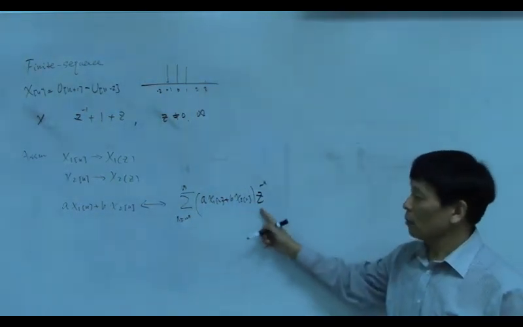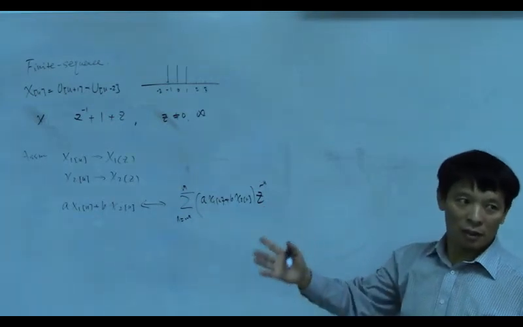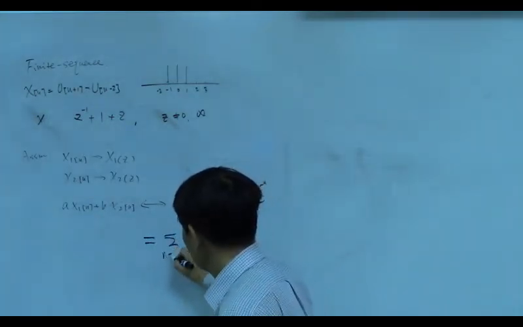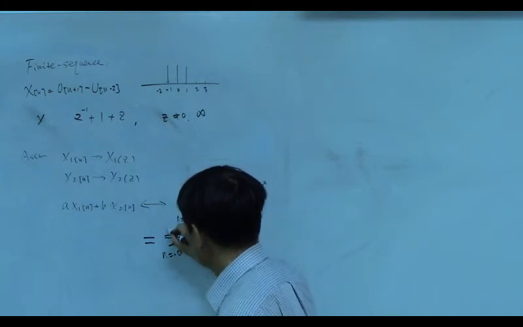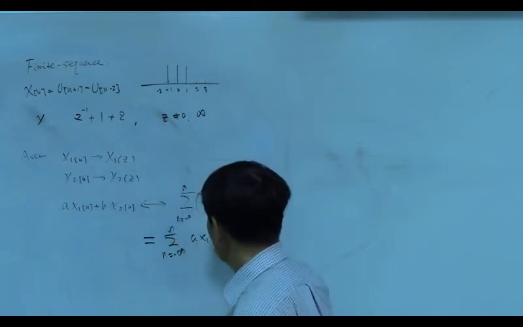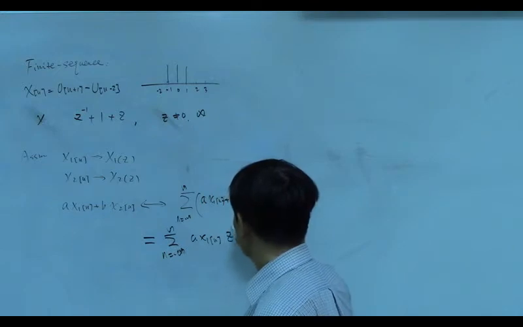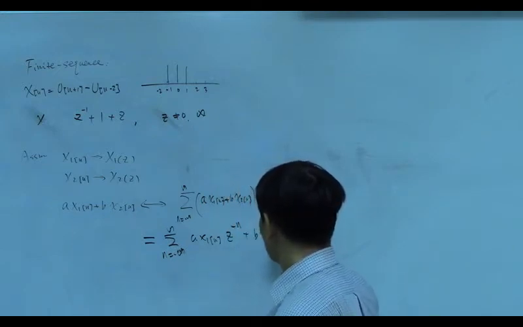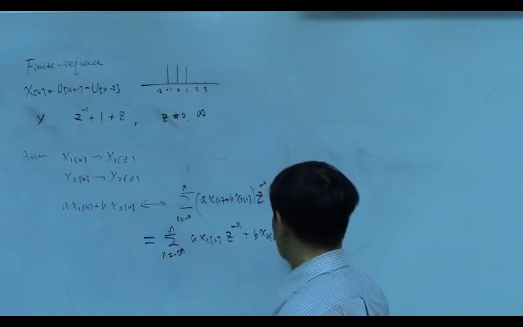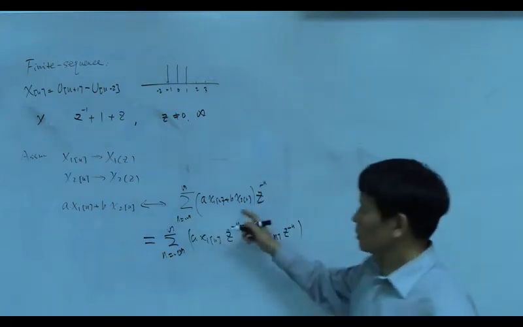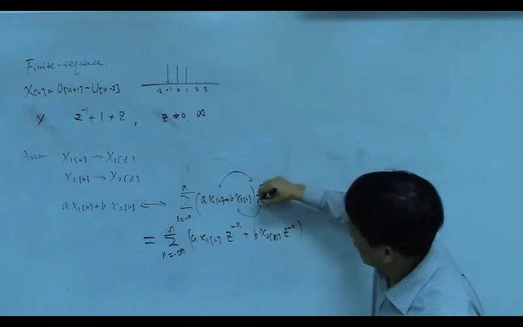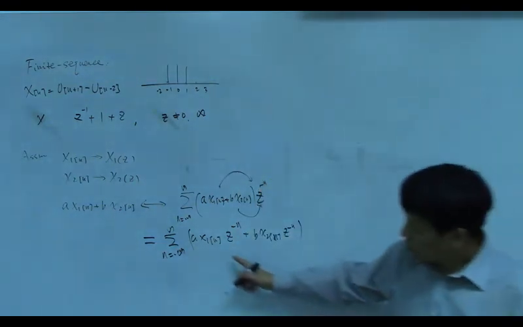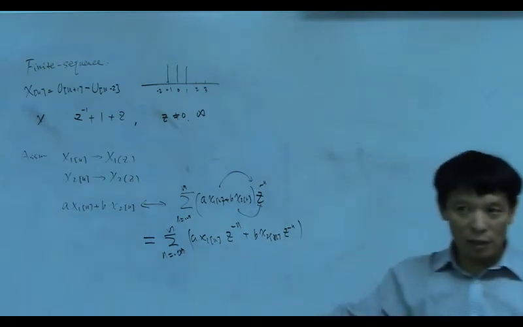And these two terms multiply by this. I use this distributive property. So this one will be equal to the sum from negative infinity to positive infinity of a x1[n] times z to the negative n, then plus b x2[n] times z to the negative n. So just distribute this and this. Nothing fancy here.